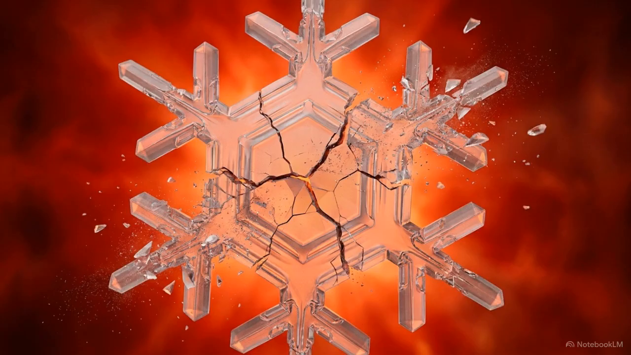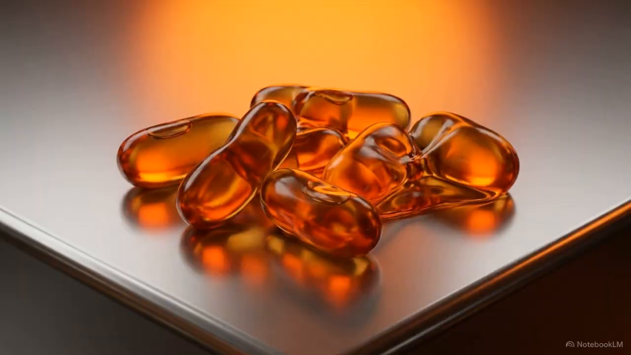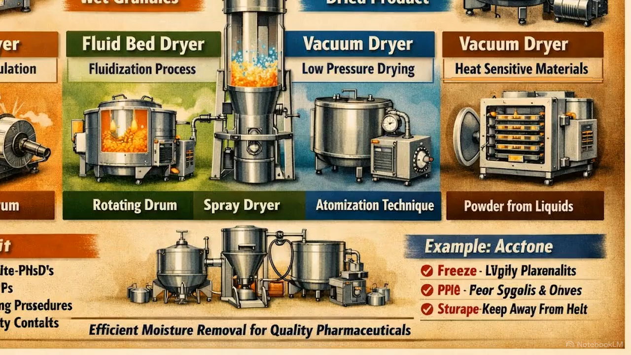Convective fluidization is highly efficient for robust granules, but the intense kinetic energy and high heat will destroy highly sensitive thermolabile compounds. Materials like soft gelatin capsules or complex antibiotics chemically degrade when exposed to standard drying temperatures. To extract moisture without applying destructive heat, engineers turn to vacuum drying.